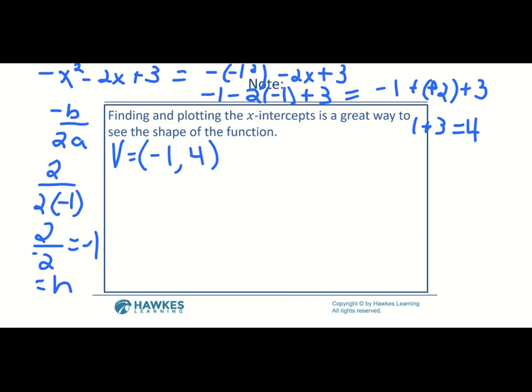Now we've got to find the x-intercepts. We've actually already looked at how to find those x-intercepts. When you solve a quadratic, you can use factoring, completing the square, or the quadratic formula. Those are how we find those x-intercepts. It's where it crosses over the x-axis. So first, I'm going to start with factoring because that's a little bit easier.